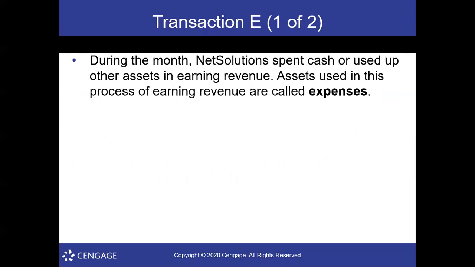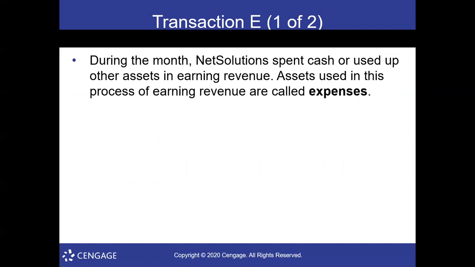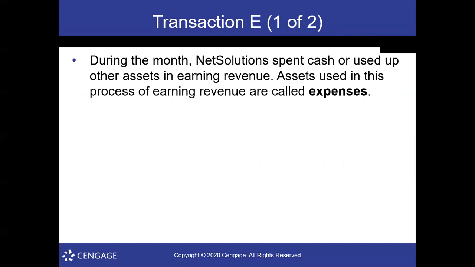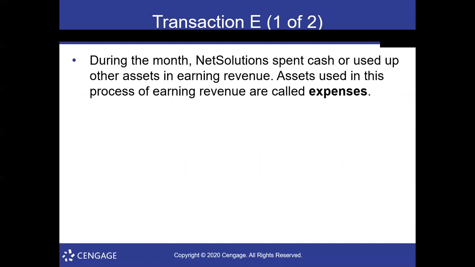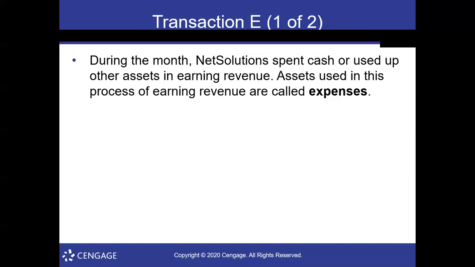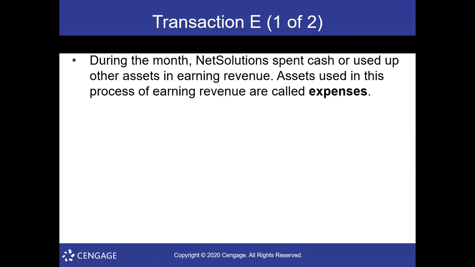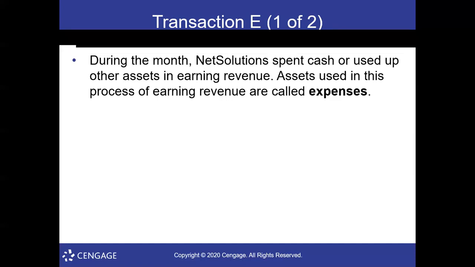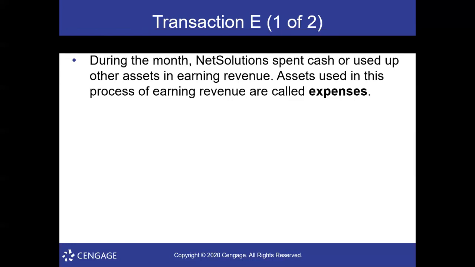So then, in order to generate these revenues, we're going to need to incur some expenses. We may have employees that we pay wages to. We may rent some equipment or an office space. We could pay utilities for electricity, water, gas, internet service, cable, and then other types of various expenses.